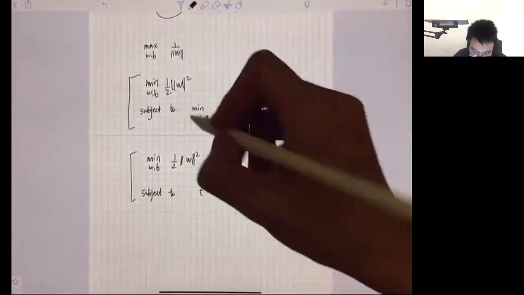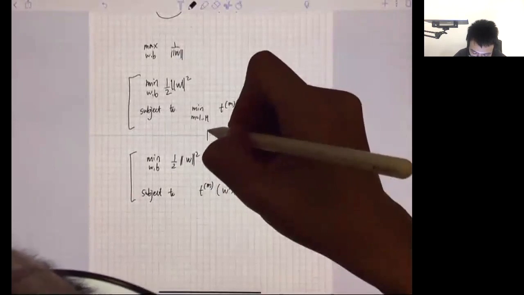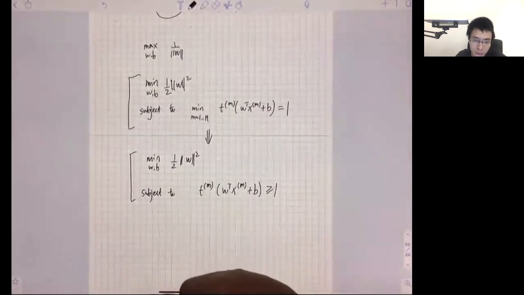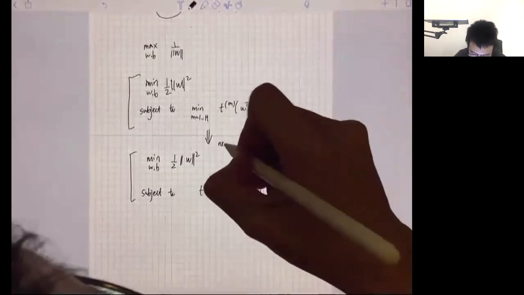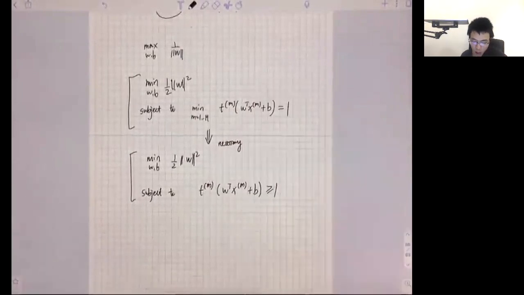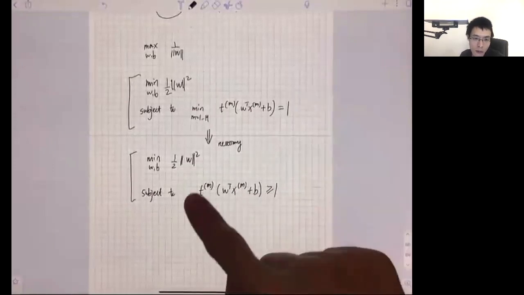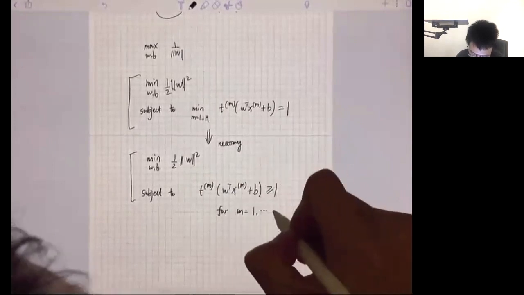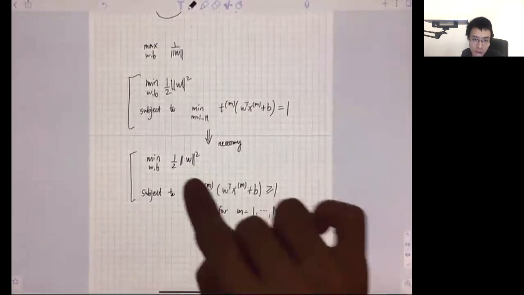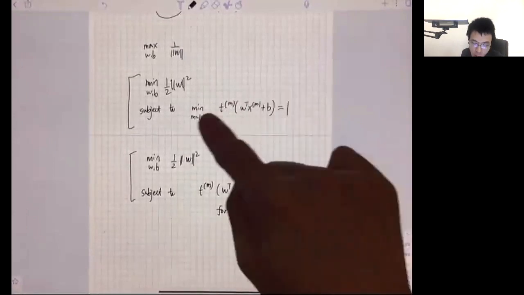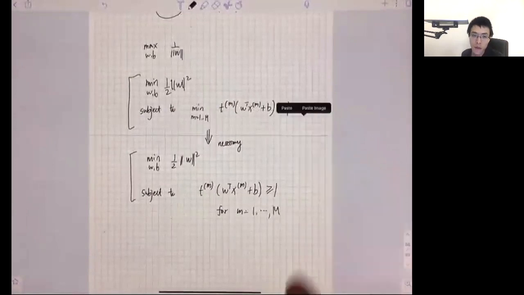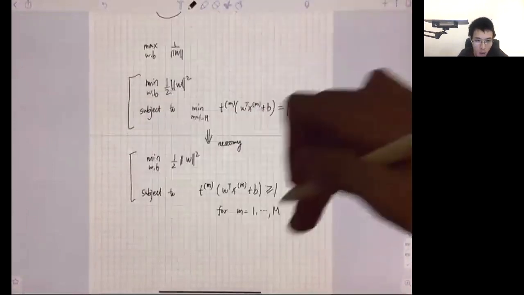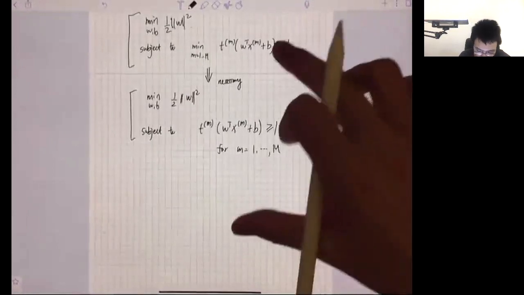Obviously this is a necessary condition, but it's not sufficient, okay? If I satisfy the minimum equals 1, then obviously everything must be greater than or equal to 1 for m equals 1 up to n, okay? But if I have this satisfied, it does not guarantee that my minimum equals 1, okay? So it's not necessarily sufficient. But we will show that for this particular problem, they're equivalent, okay?